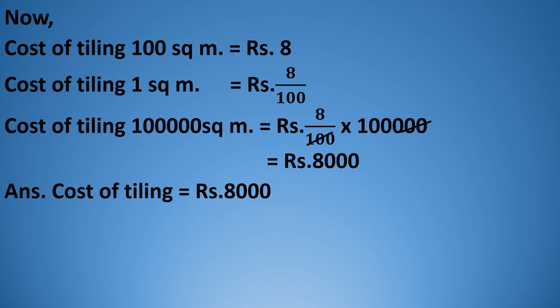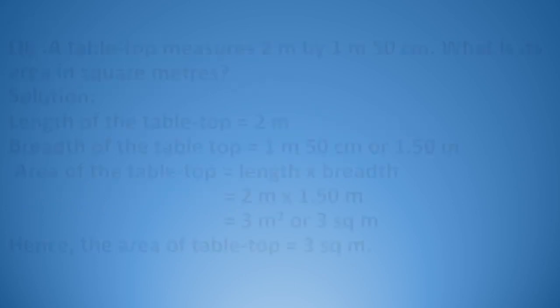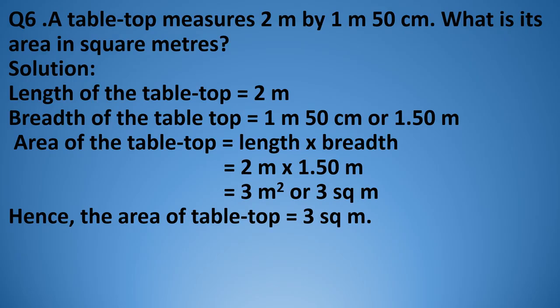Now see question number 6. A tabletop measures 2 meter by 1 meter 50 centimeter. What is its area in square meter? This question is also simple, but the only difference is that length is given to us in meter, but the breadth is given in meter and centimeter both. So we will convert the breadth of the tabletop into meter only. So 1 meter 50 centimeter is equal to 1.50 meter.